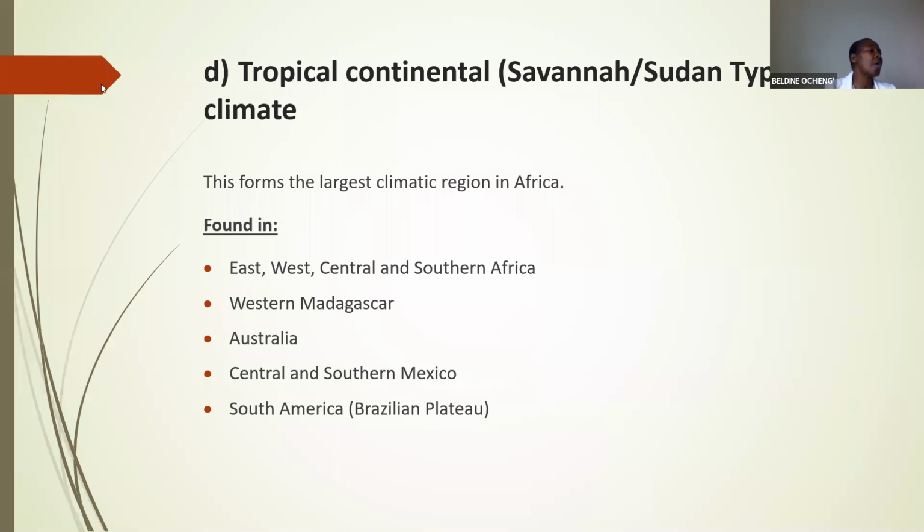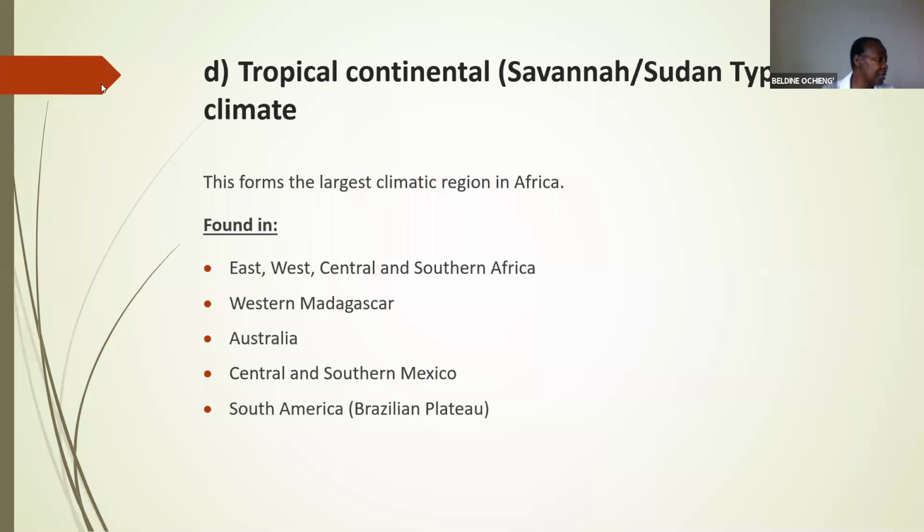Tropical continental, now we go deep into the interior. It's good to have some of these other references, how they are called. Savanna is also called Sudan type climate. And the continentals usually form the largest regions. Even for the world map, in Africa, it forms the largest climatic area, the continental climate, the savanna or Sudan type.